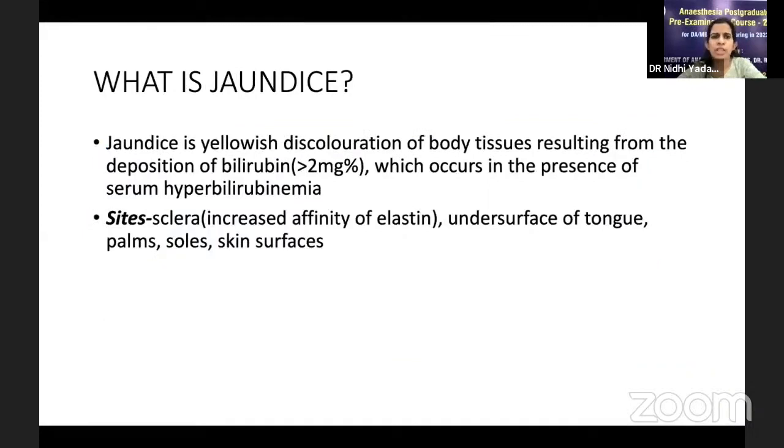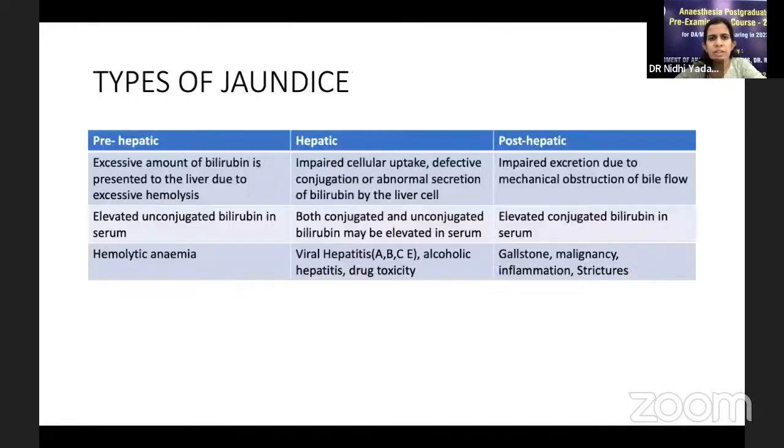Now coming to jaundice. What is jaundice? Jaundice is a yellowish discoloration of body tissues resulting from the deposition of bilirubin, which usually is greater than 2 mg%, and which occurs in the presence of serum hyperbilirubinemia. The most common site of hyperbilirubinemia or jaundice is the sclera, because the sclera has elastin tissue which has increased affinity for bilirubin. Other sites are the undersurfaces of the tongue, palms, soles, and various skin surfaces.